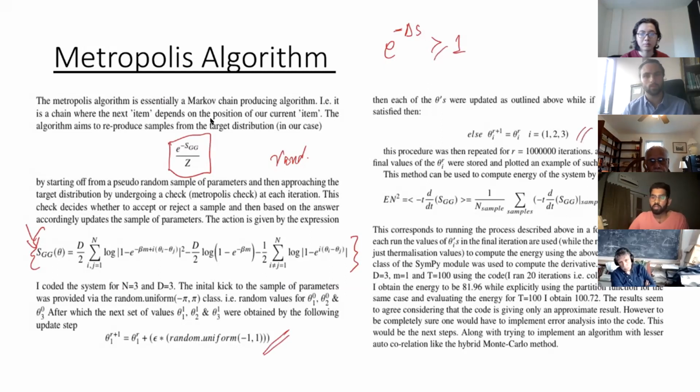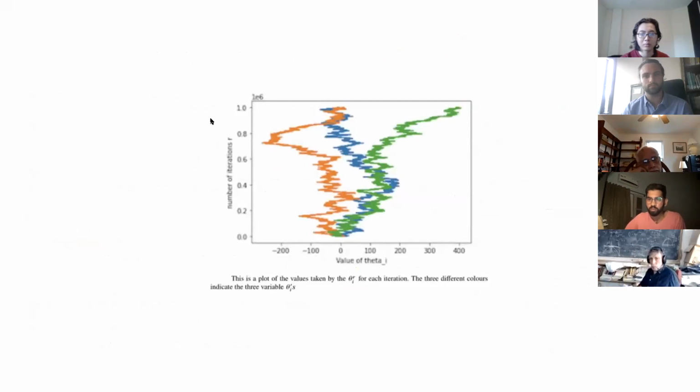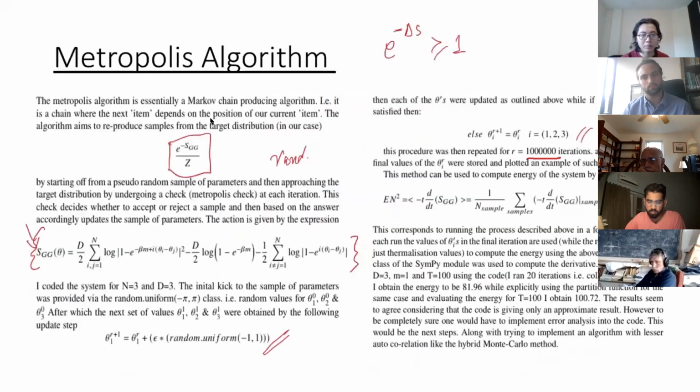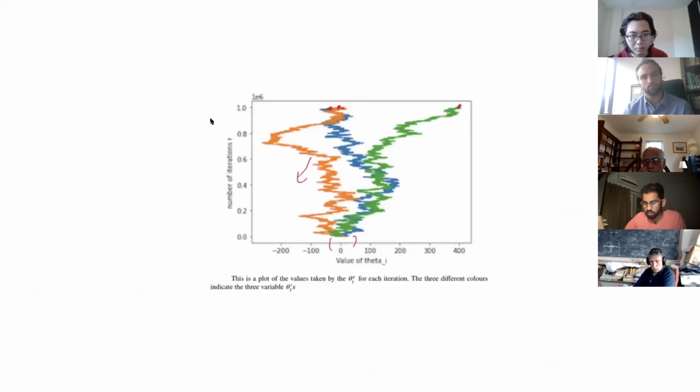And I did this for r equals, well, basically that many number of iterations. And I obtained this particular graph. So note that the different colors here correspond to the different thetas: theta 1, theta 2, and theta 3. So you start off from these random values that are chosen between minus pi and pi. And then the algorithm does its work. And then it tries to eventually arrive at different points for these thetas, which now these values are basically samples. We expect that these values are then samples from this particular target distribution. So yeah, that was what we did.